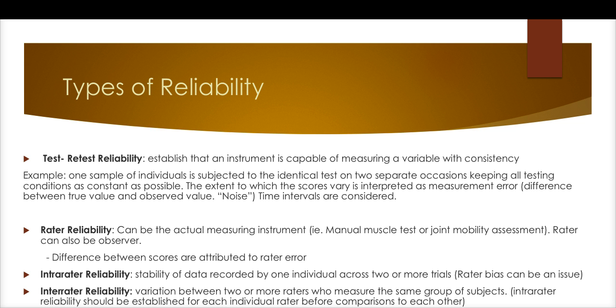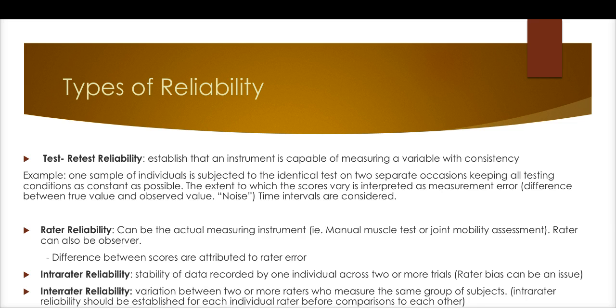There are a few types of reliability, and I provide you with four here, which is test-retest reliability, rater reliability, intra-rater reliability, and inter-rater reliability. So test-retest reliability, and I should probably also add internal consistency, which we'll talk about on the next slide. But these two quantify the consistency of the measure itself. So we're looking at the measure itself, while rater, intra-rater, and inter-rater reliability, we're looking at the raters who actually conduct the test.